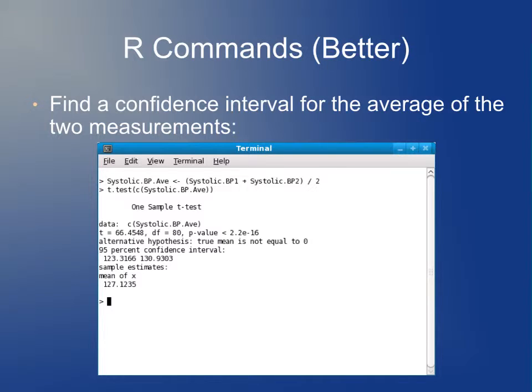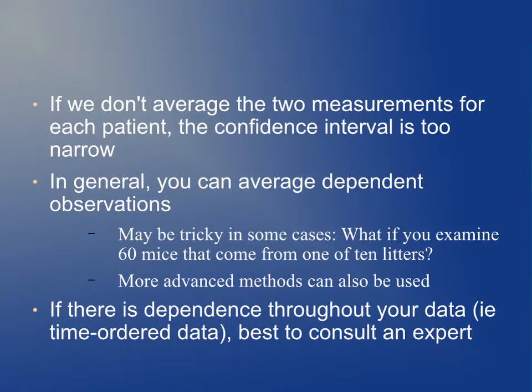If you compare this to the confidence intervals from a couple slides back, they're a bit wider. So if we don't average the two measurements for each patient, then the confidence interval is too narrow. In general, if you have repeated observations on the same subject and you want to find a confidence interval for the mean, then a simple way to deal with that problem is just to average the repeated observations for each subject and then take the average of the averages.